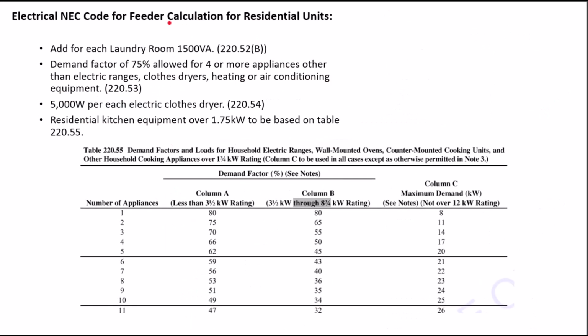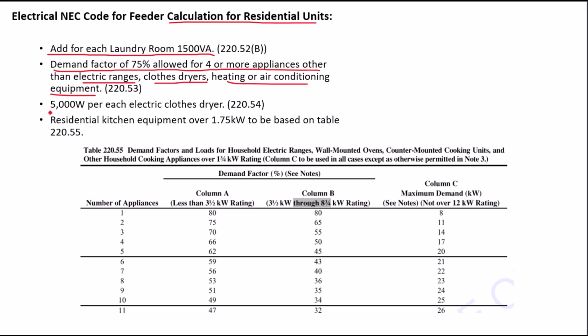Then next, for the calculation for residential units, you would have to add for each laundry room 1,500 volt amperes, and you would apply a demand factor of 75% for 4 or more appliances other than the cooking electric range, the clothes dryer, and the heating or air conditioning equipment, because all of these will be added somewhere else in the calculation.